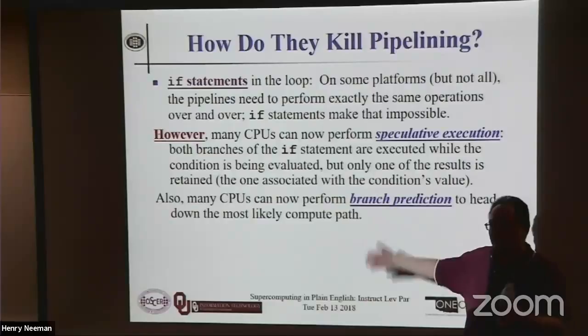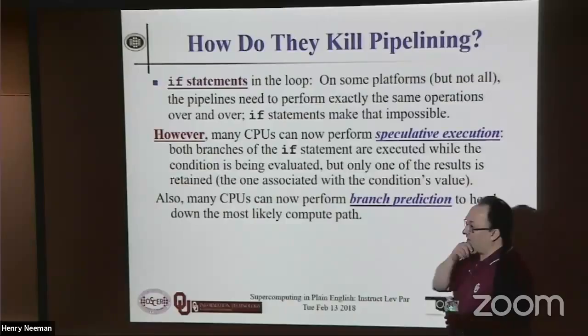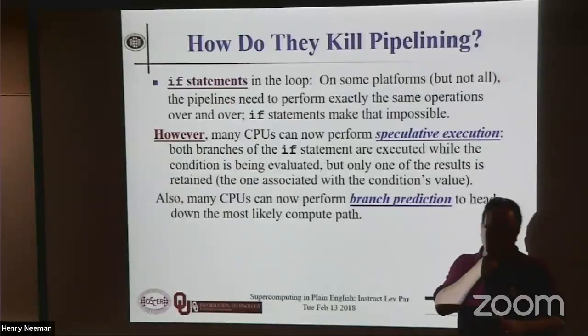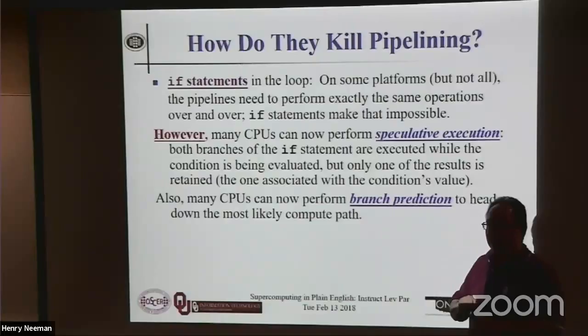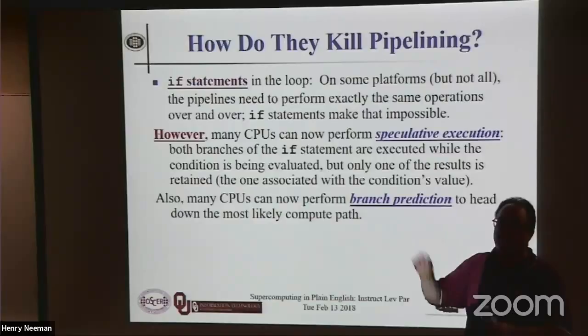I've got superscalar, I've got pipelining, so I can get stuff done in the meantime. So speculative execution is a way to get around that. Another way to get around that is what's called branch prediction. I guess that most of the time, this if condition will evaluate to true. So I'm gonna go ahead and do the true thing. If I'm wrong, if it turns out to be false, then I'll stop doing the true thing and go do the false thing. That's another way to do it.